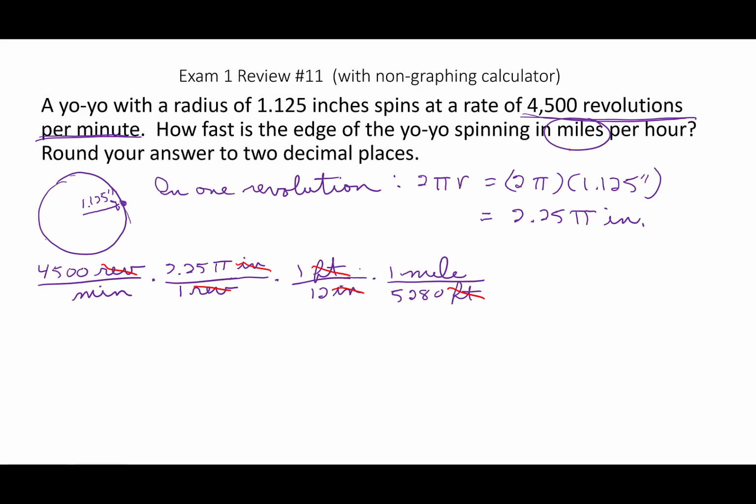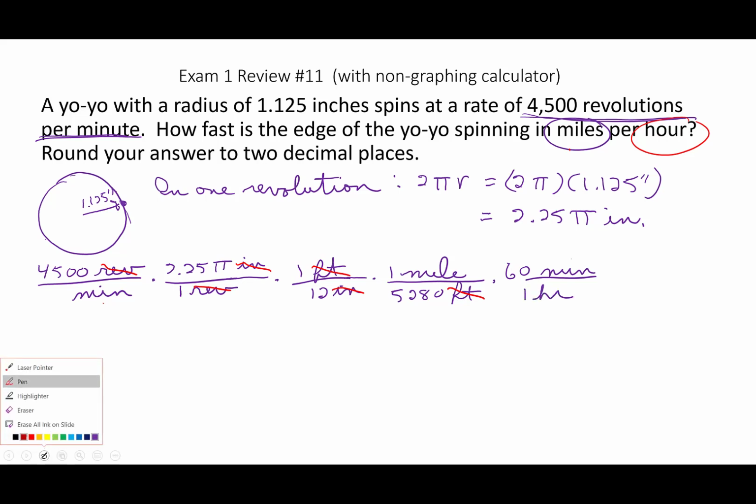But we need to take care of one other thing. We're looking at hours instead of minutes. Well, that's fairly easy to resolve. We're going to make note that there are 60 minutes in 1 hour. And so I can go ahead then and cross out the minutes, and I'm left with miles per hour, which is what we want. What we have left to do, though, is to plug all this into a calculator.